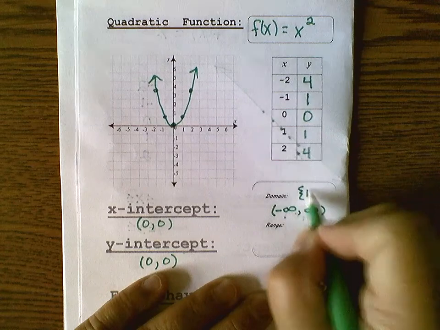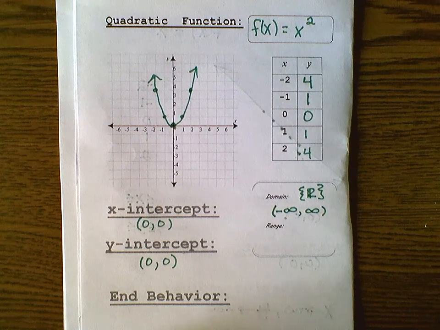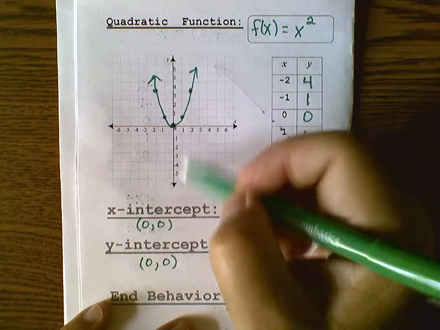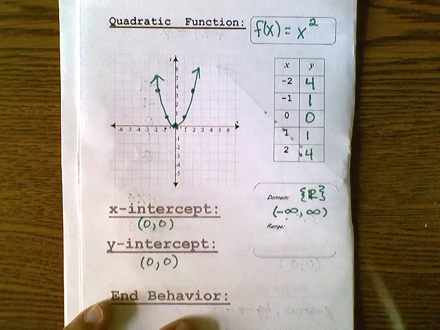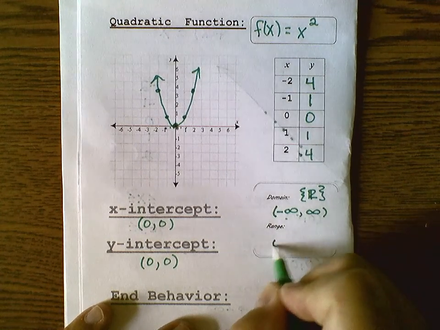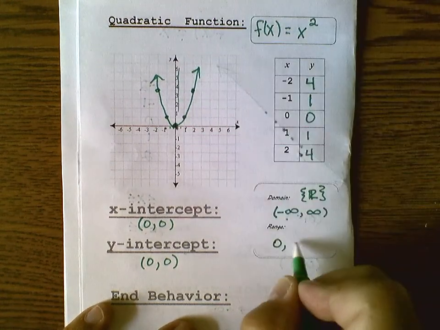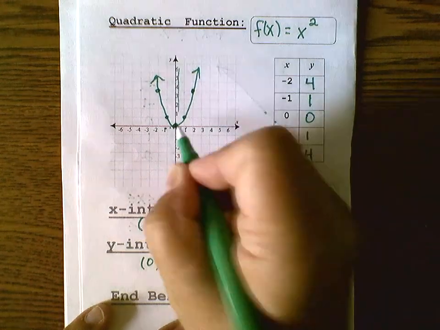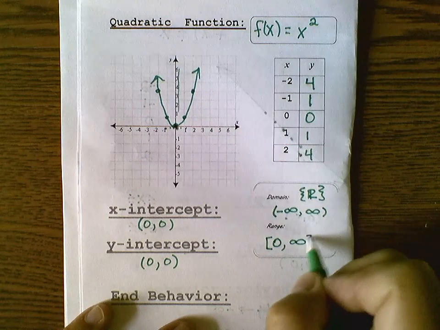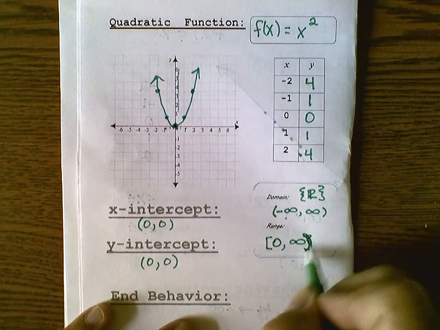Or in set notation, all real numbers. The range will be a little different. So how far down does this graph go? We're looking up and down for range. How far down does this graph go? Well, it doesn't go any further than 0 on the y-axis. So the range is from 0, and then it goes all the way up forever to positive infinity. 0 is a point on our graph, so we use a square bracket. Infinity is not really an actual number, so we put parentheses.